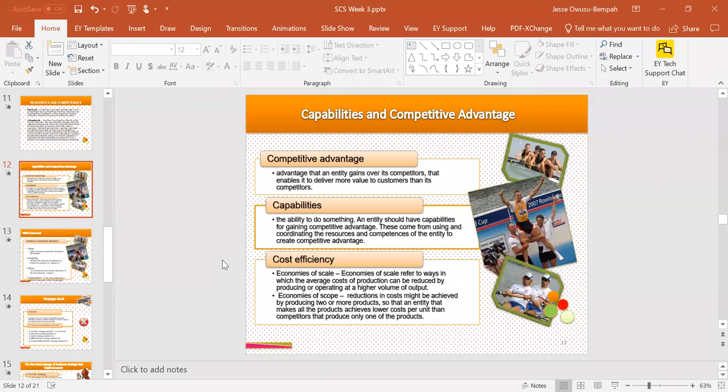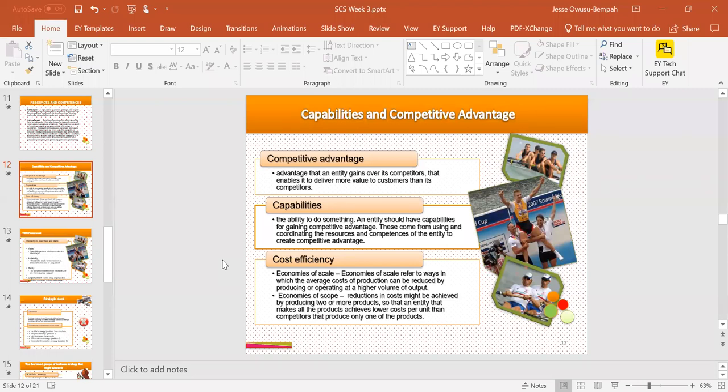One way to achieve competitive advantage is through your strategic capabilities. Your capabilities are what you are able to do. So you can achieve competitive advantage through your strategic capabilities, and you can achieve competitive advantage also through cost efficiencies. There are two ways of achieving cost efficiency. Number one is through economies of scale. Number two, economies of scope.